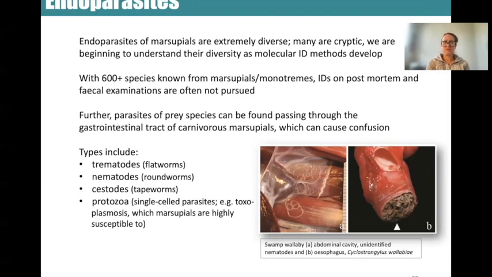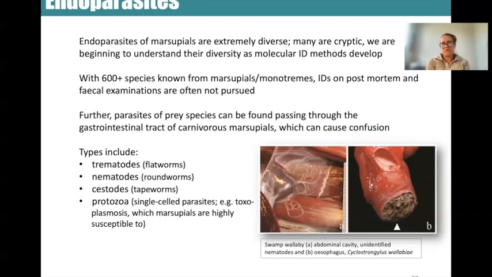Parasites of prey species can actually confuse things when investigating endoparasites of carnivorous marsupials, because passing prey through the gastrointestinal tract, it can't be clear whether that endoparasite was from the prey species or is one belonging to the carnivorous marsupial.